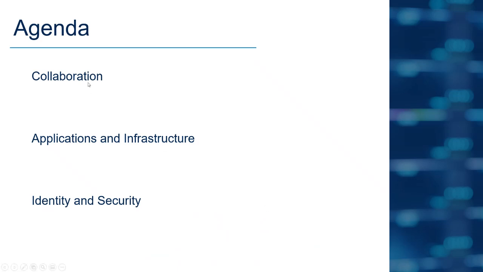All right. Well, today we're going to go over the three key points to an infrastructure or a work environment: collaboration, the applications, and then the infrastructure that those applications utilize. And then by far, one of the key and most important pieces is identity and security. How do we ensure that the right person's logging in and has access to the appropriate things?